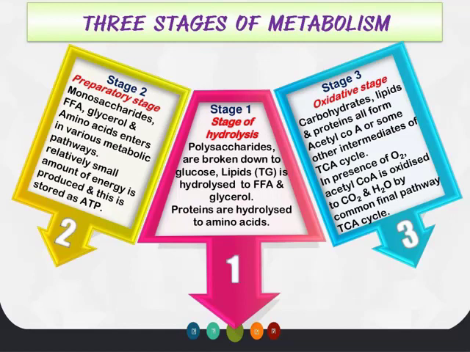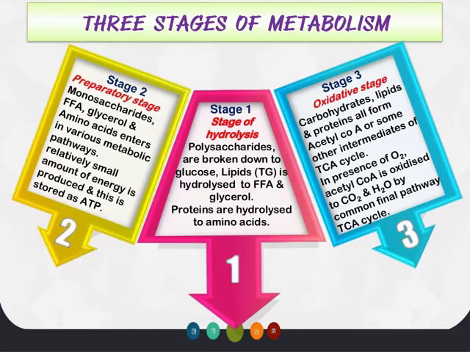Now the food that we intake ultimately needs to be metabolized in order to be utilized. Now this process of metabolism, if you see this diagram, consists of 3 stages. The first stage is called the stage of hydrolysis. That is where the food components, which are large, are required to be broken down into the simplest form. For example, carbohydrates are broken down into glucose, lipids into fatty acid and glycerol, proteins into amino acids. And this stage is known as the stage of hydrolysis.